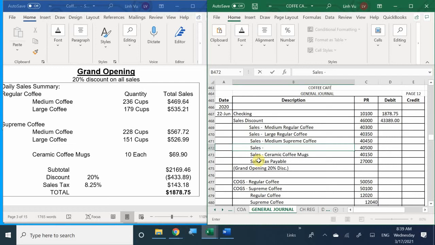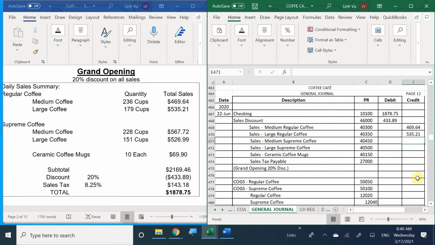Sorry, I'm fixing this right here because I typed something in here. Large supreme coffee. Okay, good. And then what was my sales for the medium regular coffee? 469.64. And then my large regular coffee, 535.21. And then my 43389.